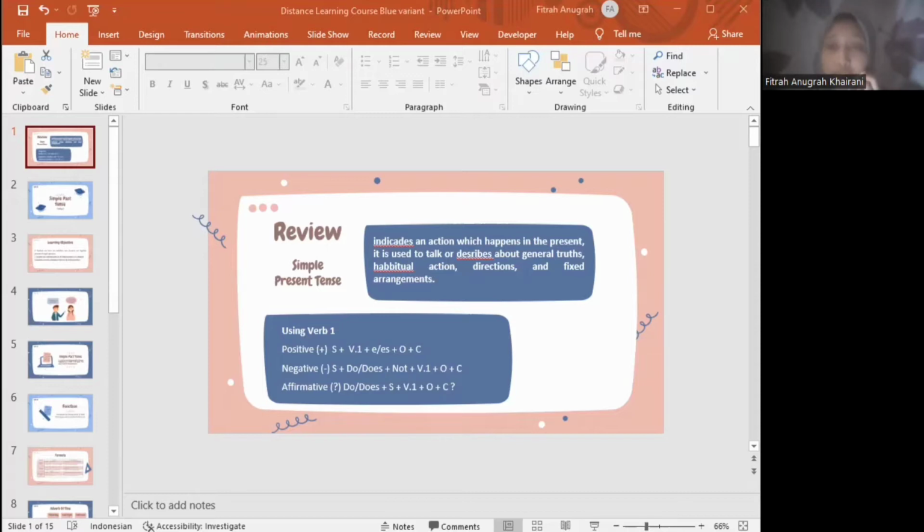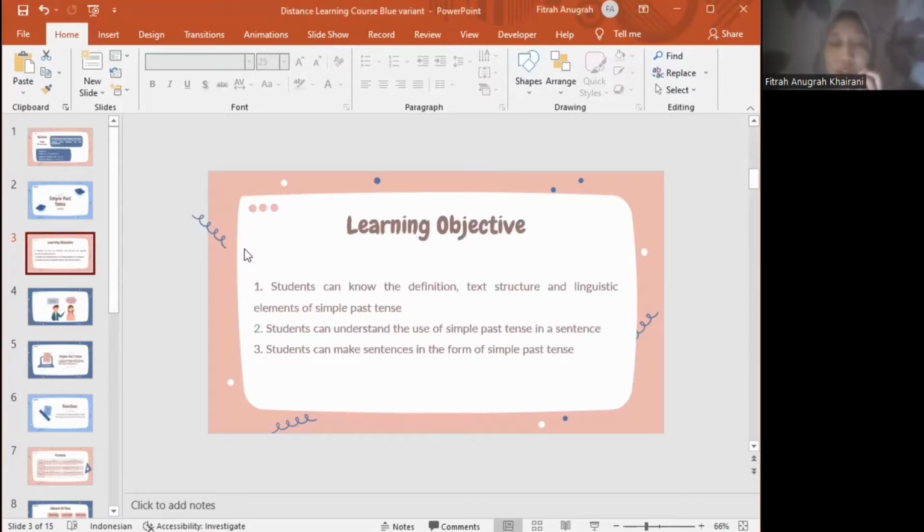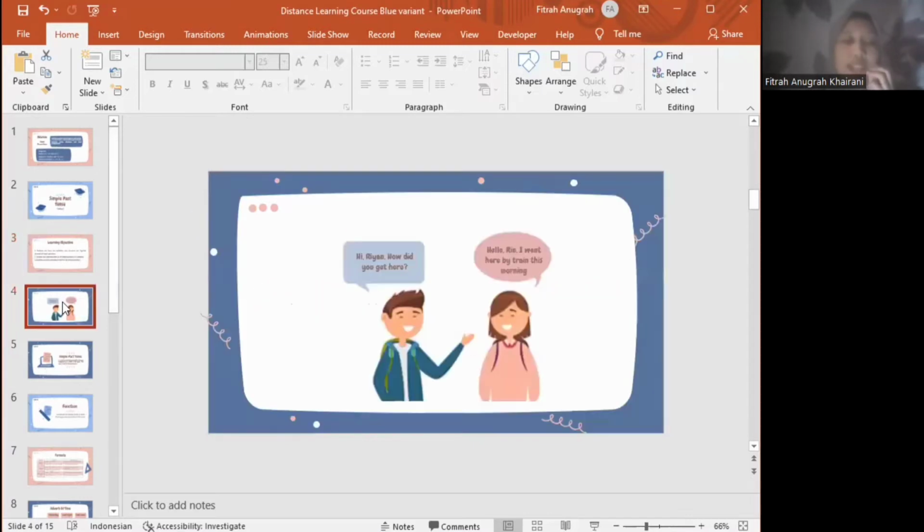So now we continue our lesson today. It's about simple past tense, okay? Have you ever heard about simple past tense before? Not yet? Okay. If you have never heard about simple past tense before, I want to start discussing it now, but first, I want to share the learning objective. Our learning objectives in today's material are that students can know the definition, the structure or formula, and the linguistic elements of simple past tense; students can understand the use of simple past tense in sentences; and last, students can make sentences in the form of simple past tense. Okay?